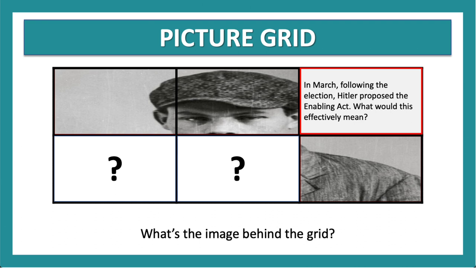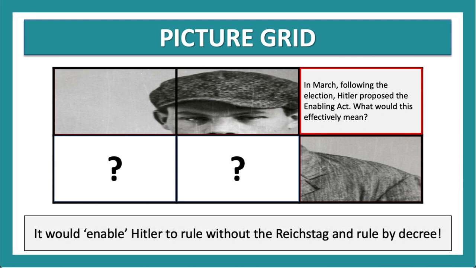Okay, good. Some good answers. Yeah, I think the clue's in the name somewhat. So we'll have a look at the answer. Essentially, the Enabling Act allows Hitler to have essentially emergency powers in perpetuity, really, and rule by decree without the Reichstag.